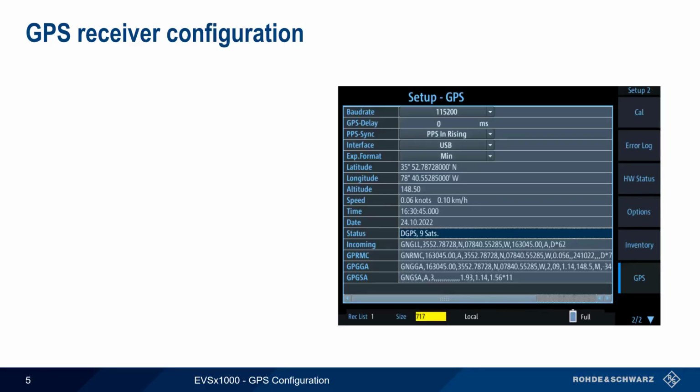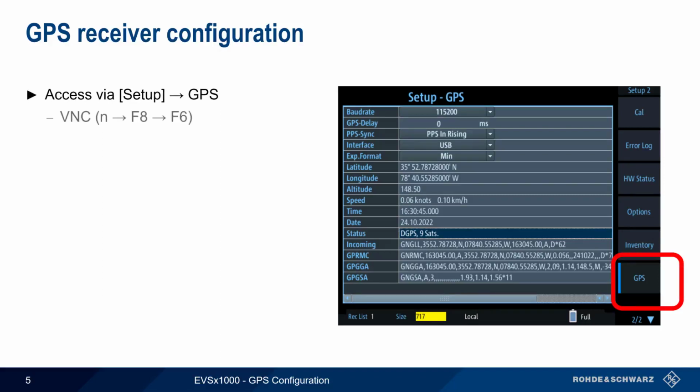GPS receiver configuration is accessed by pressing the Setup hard key and then selecting GPS. This can also be done via VNC by pressing N and then F8 and F6. There are three basic GPS configuration parameters.